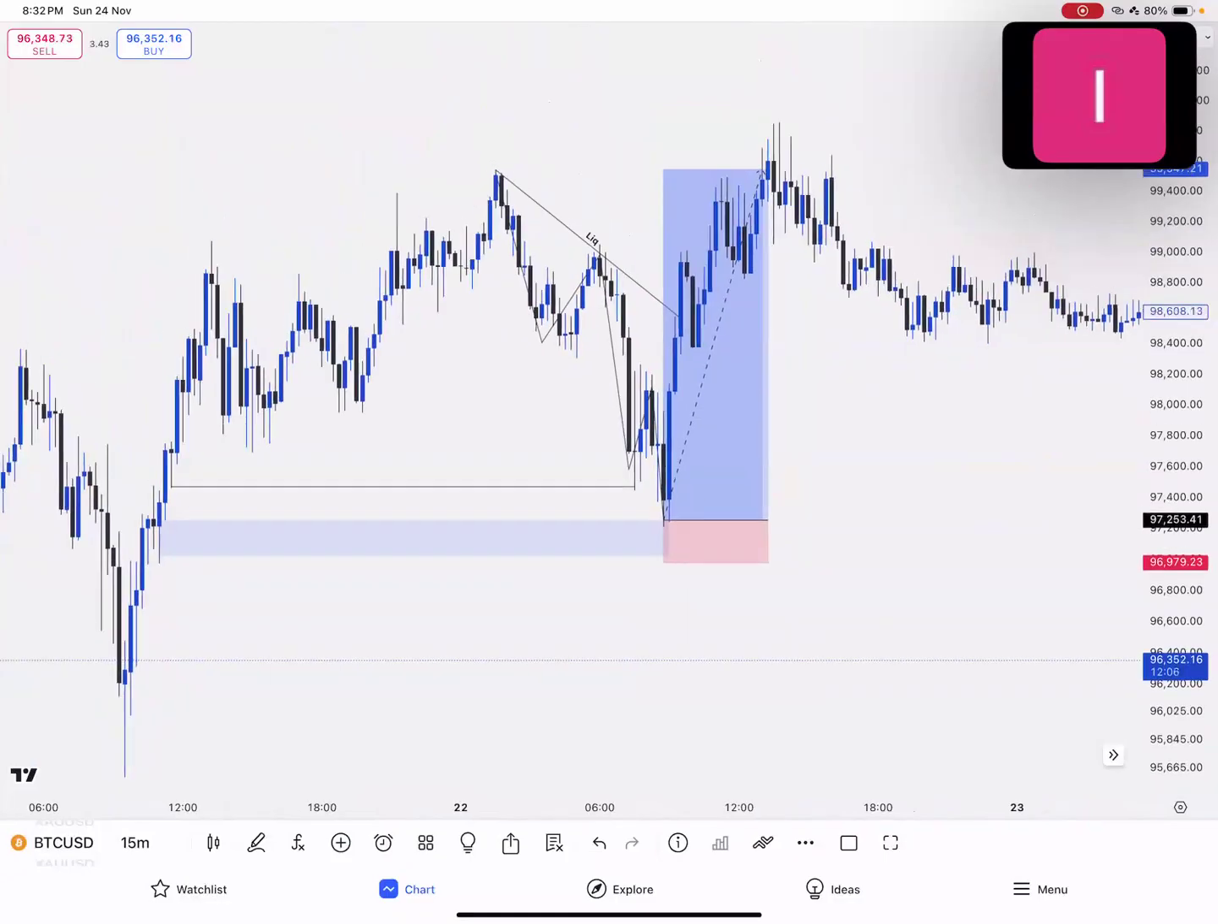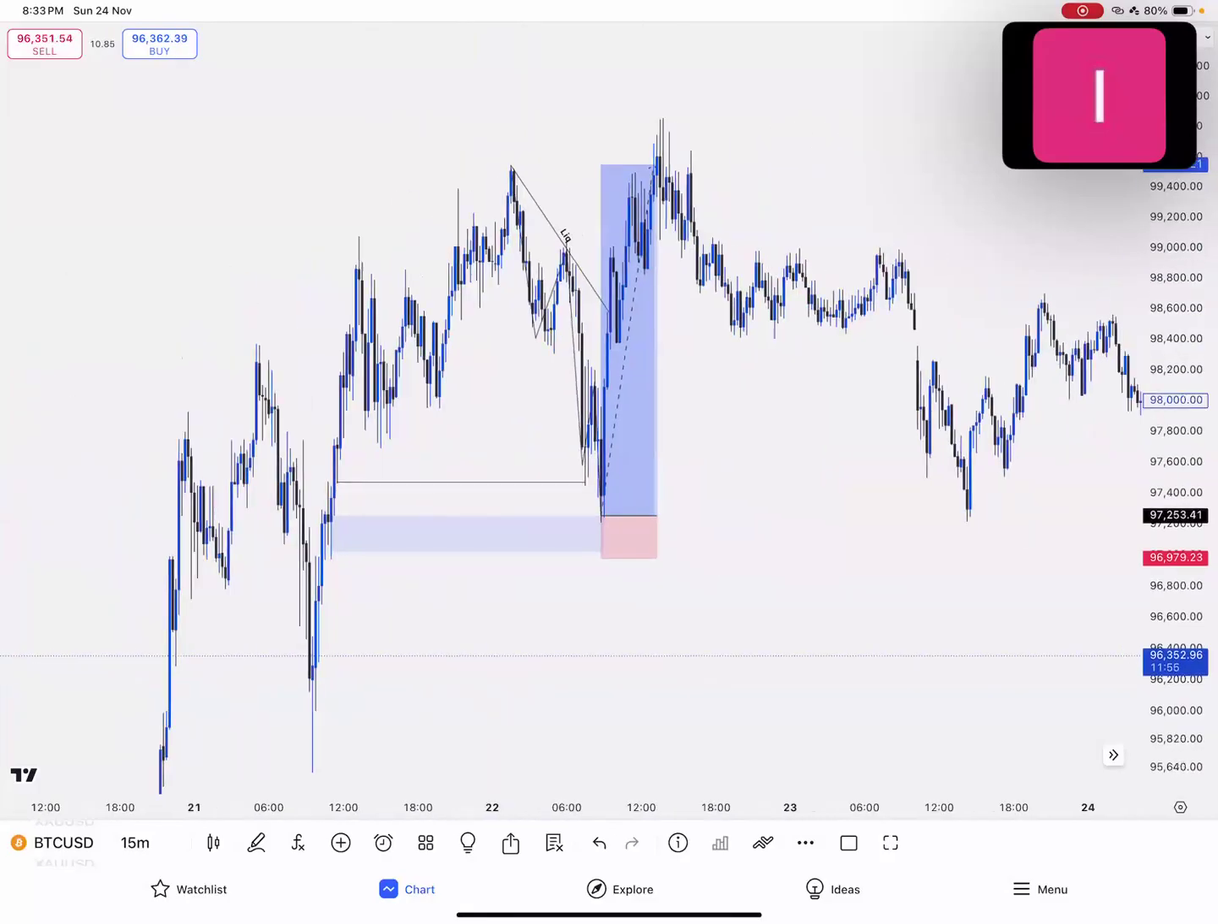So that was why when I took my entry from this OB, my take profit was targeted towards clearing the trend line liquidity that market built up here. That is exactly where my first draw on liquidity, my take profit, was. And pay attention to what market did: it came out here, saw that trend line liquidity, and started reversing.